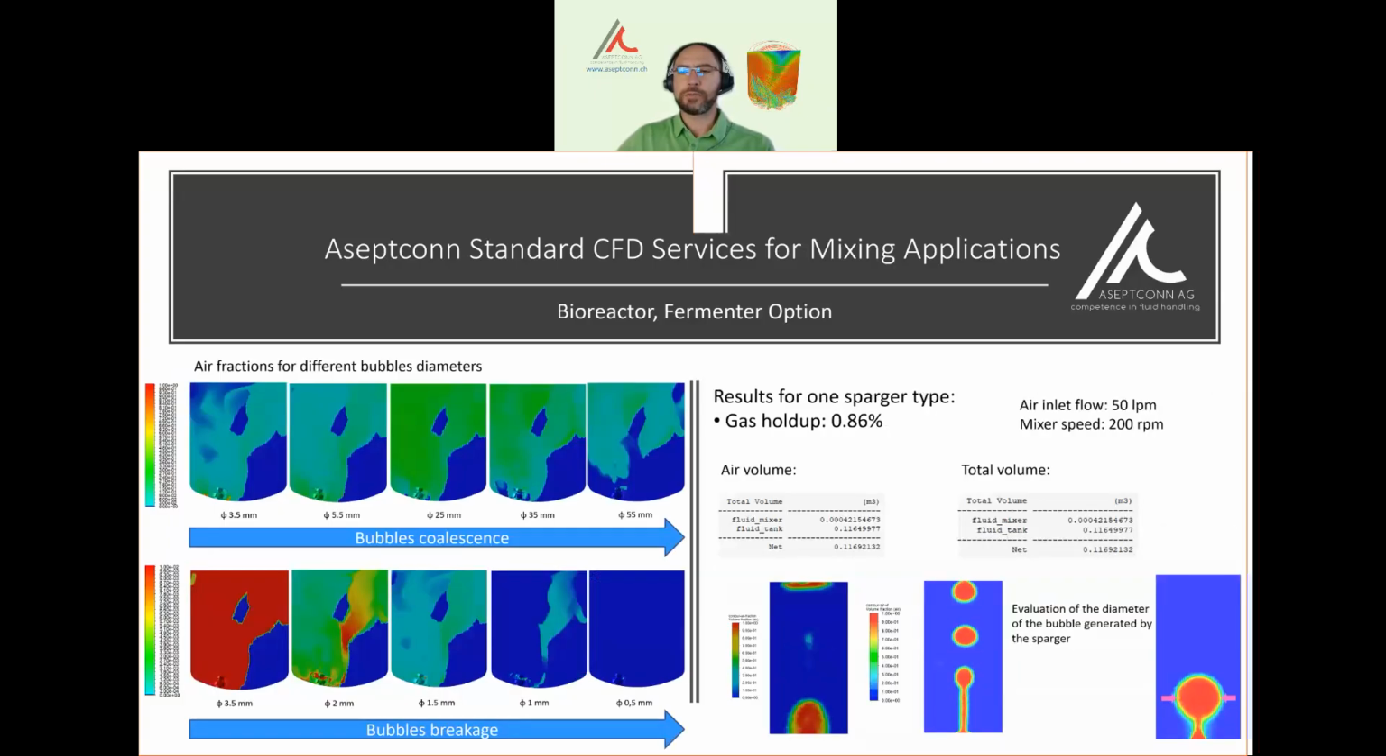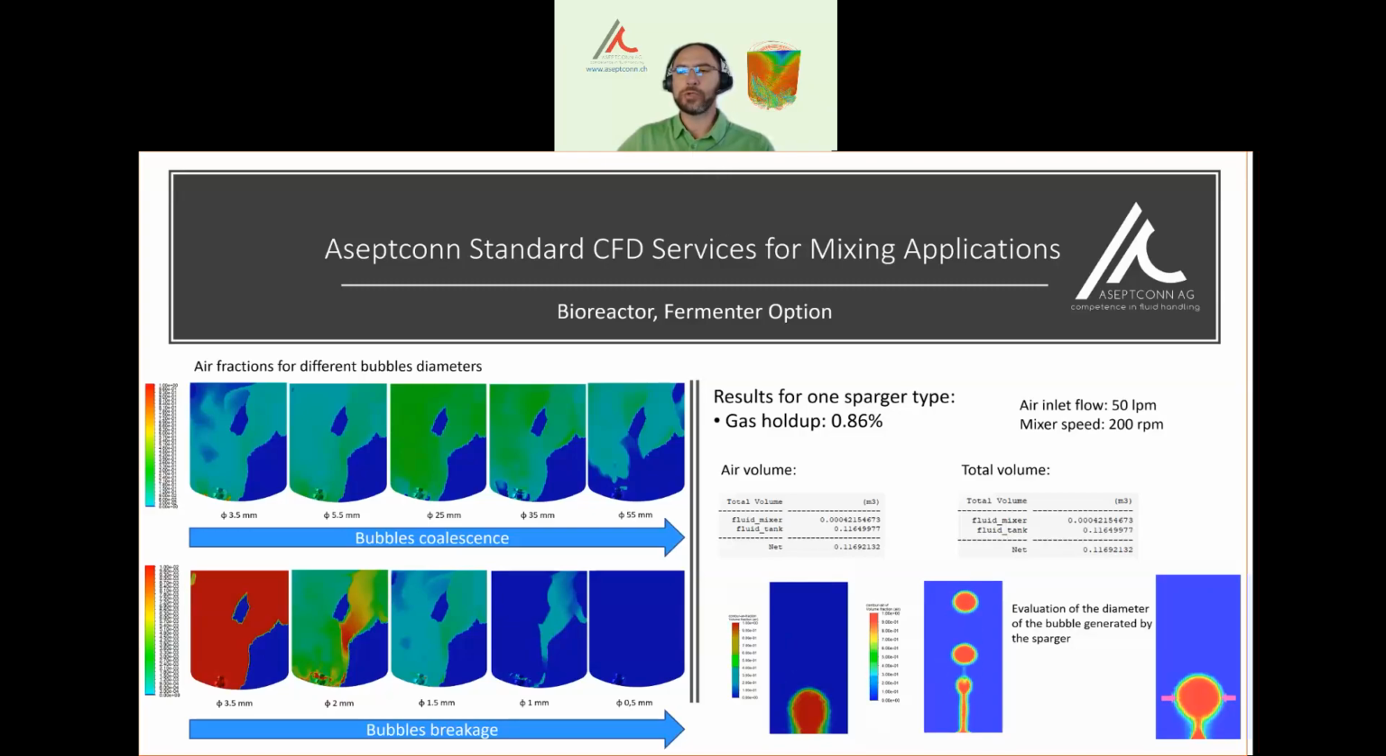Bubble dimensions play a crucial role in bioreactors and fermenters' fluid dynamics. Small bubbles are spherical and have small vertical velocity, while the large ones become elliptical and go with high velocities. This is why we are performing a separate evaluation and simulation to determine the bubble dimensions generated by the sparger.